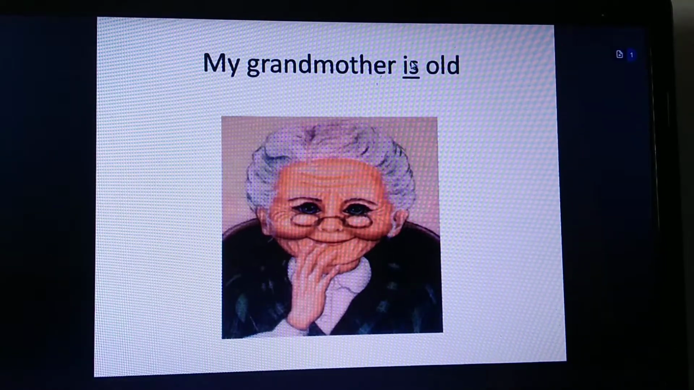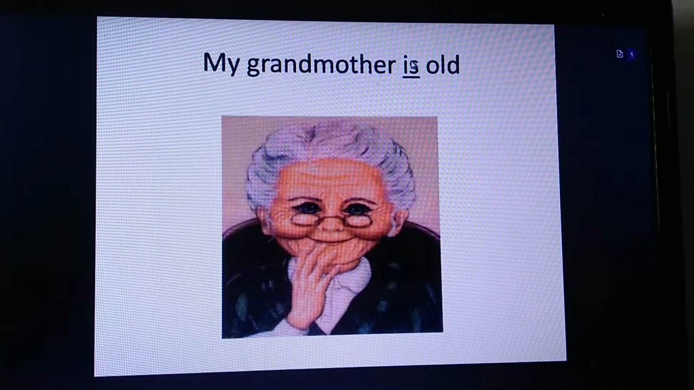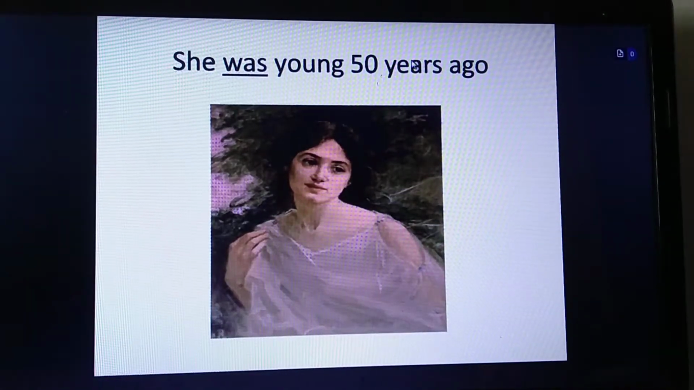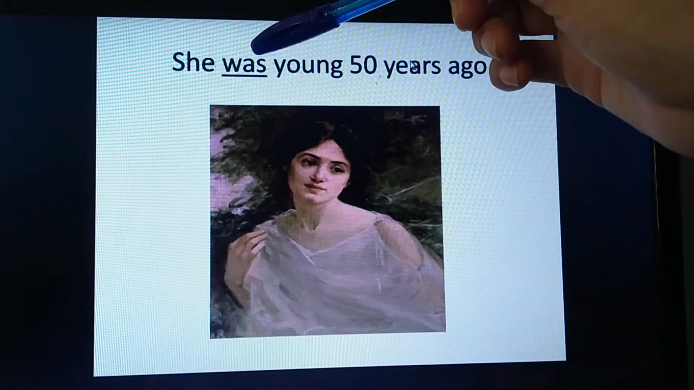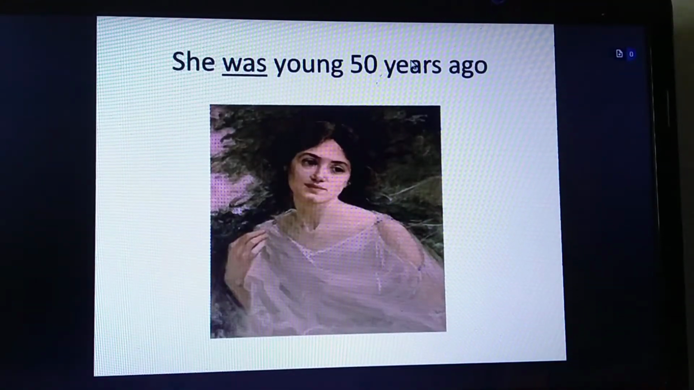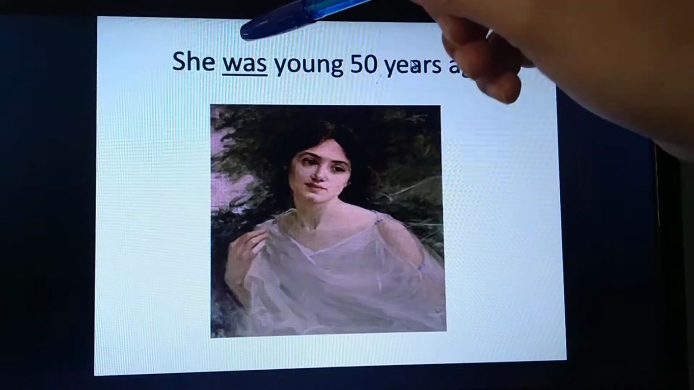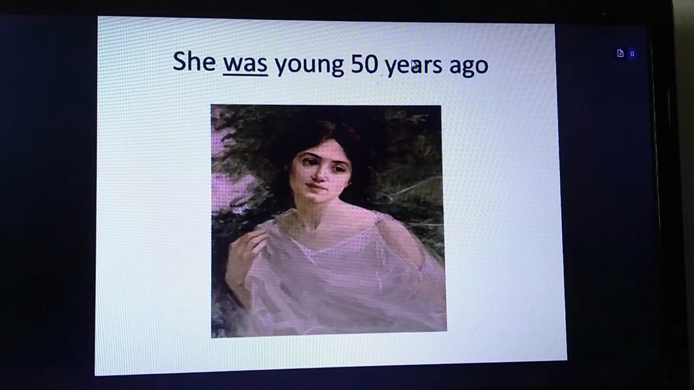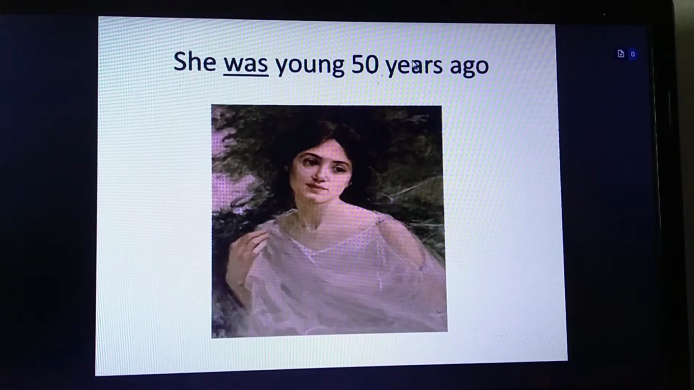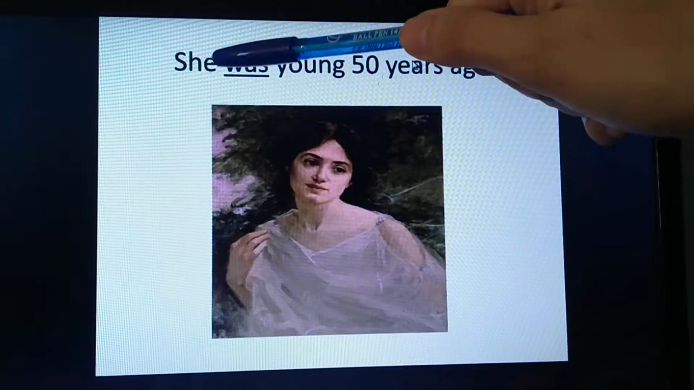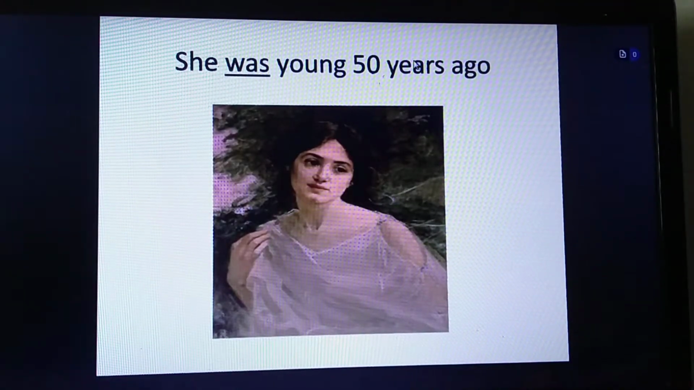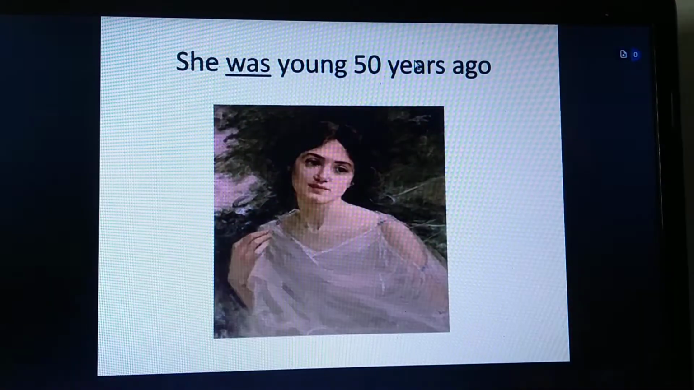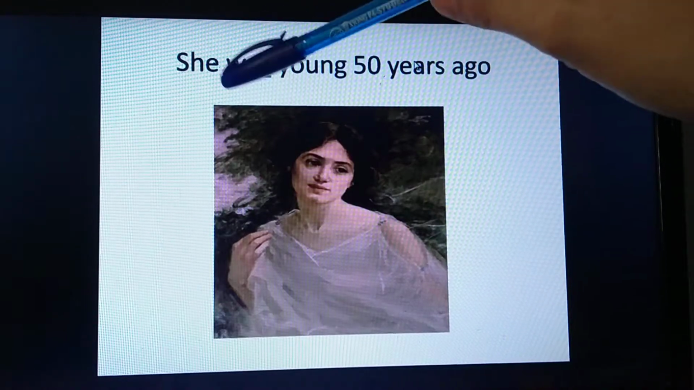Okay, so how about if I use that sentence in the past tense? So like this. Okay, so she was young 50 years ago. So why not "is"? Because this sentence happened 50 years ago. So I use the past tense "was." Okay? Why not "were"? Because she is the only one. That's why I use past tense "was."